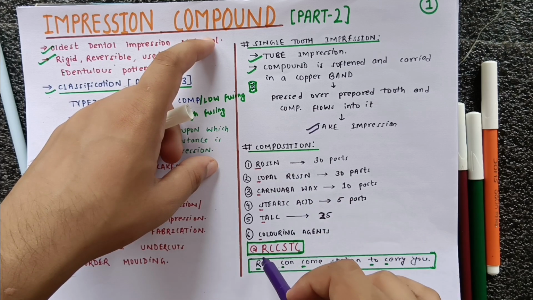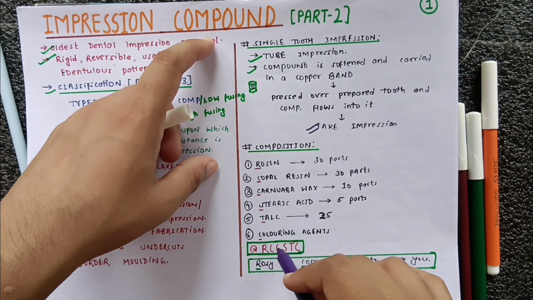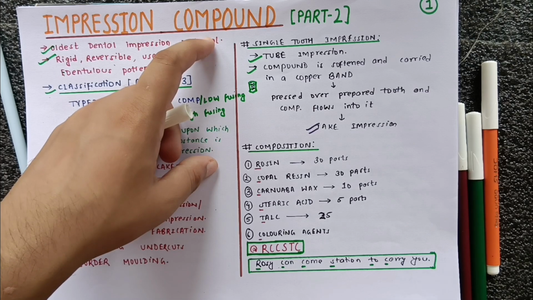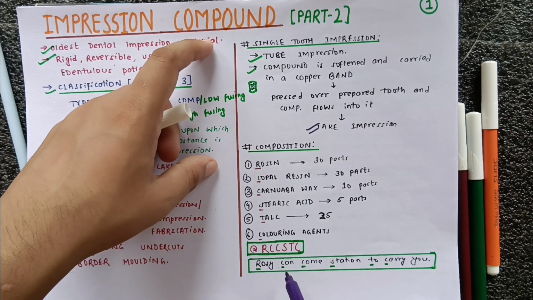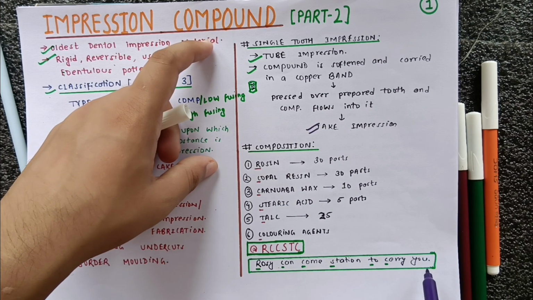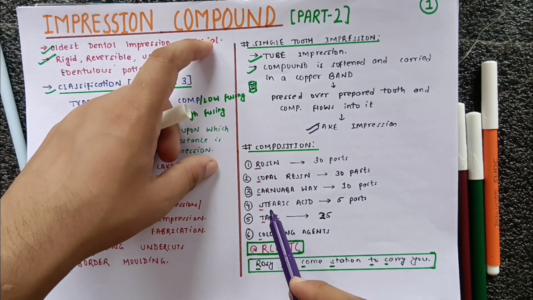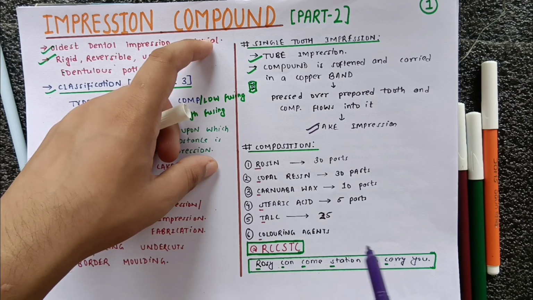How to remember this: RCC STC, you can remember it this way, or you can remember this sentence: Rosie can come station to carry you. You don't carry any of the ingredients, but RCCSTC, okay. So this is a mnemonic. Rosie can come station to carry you.